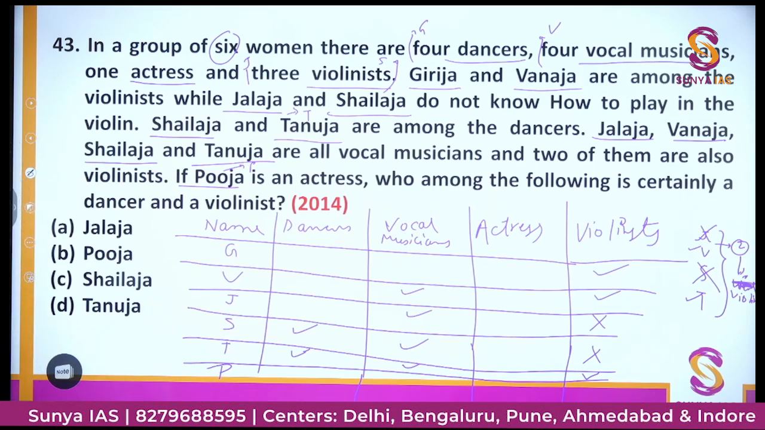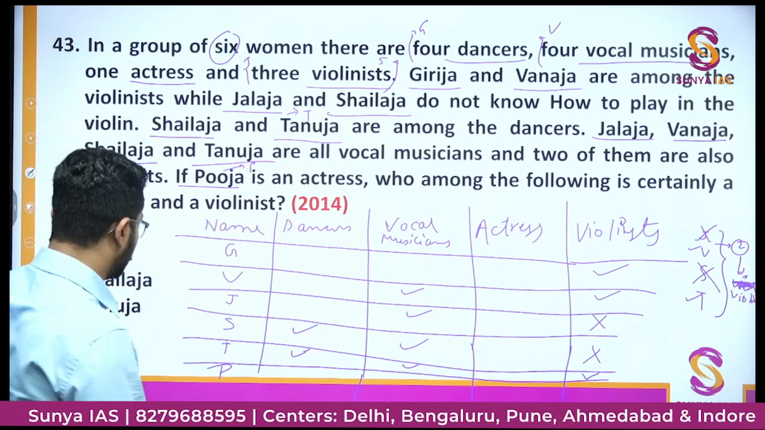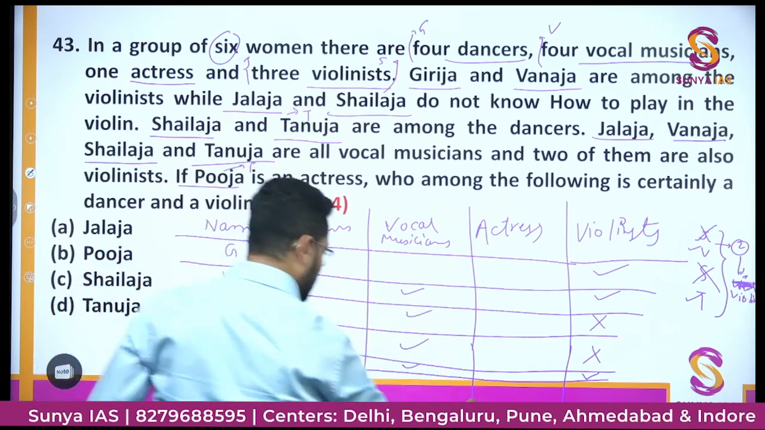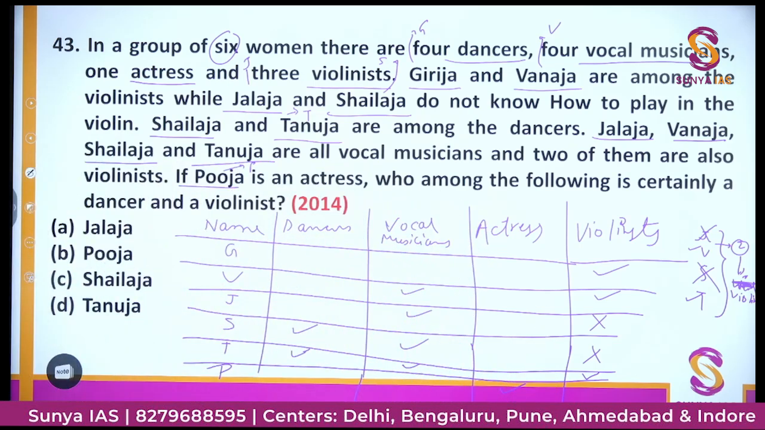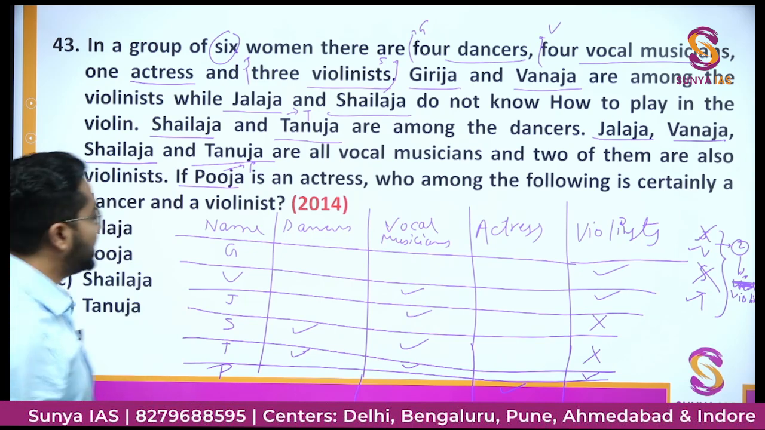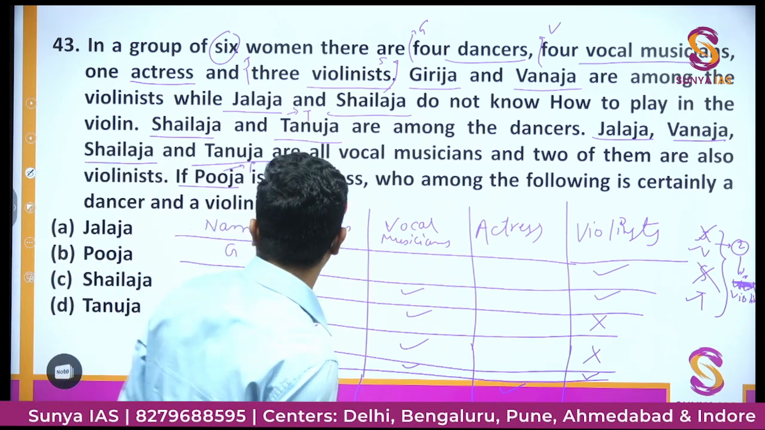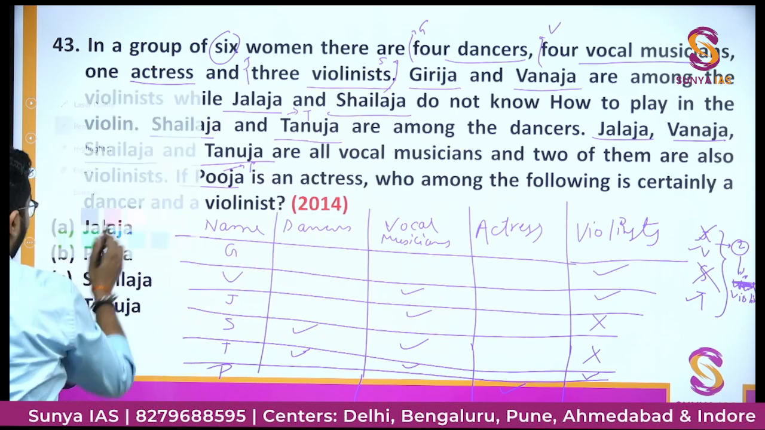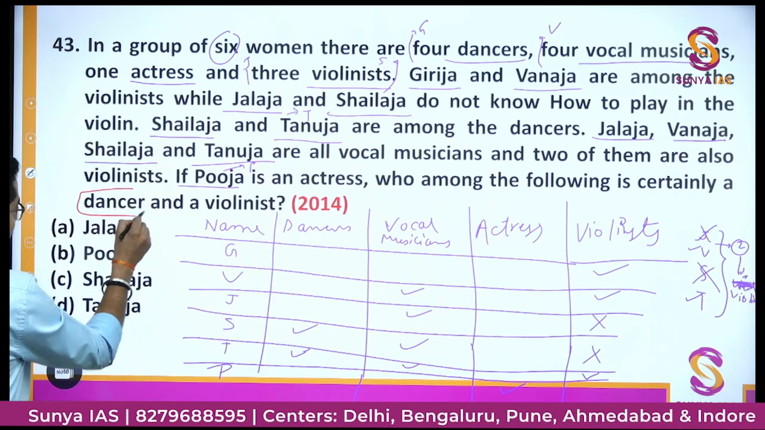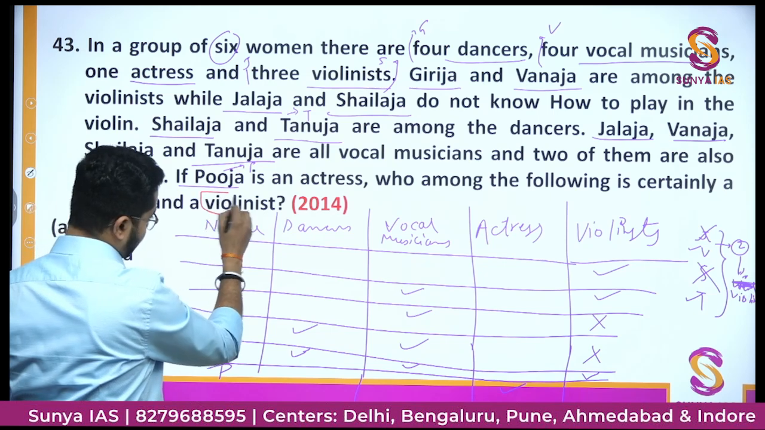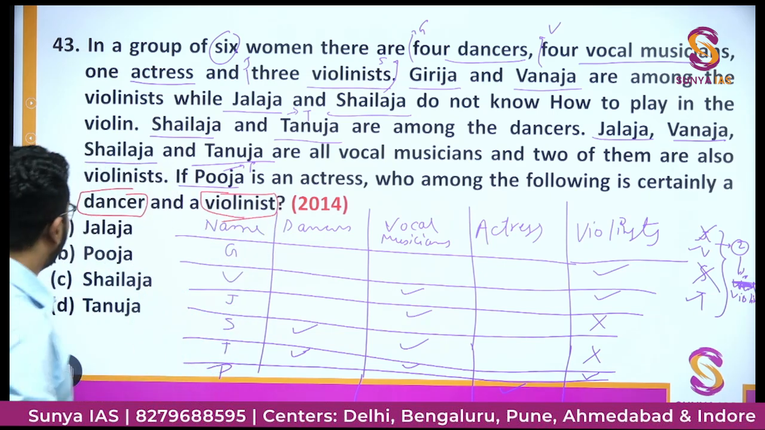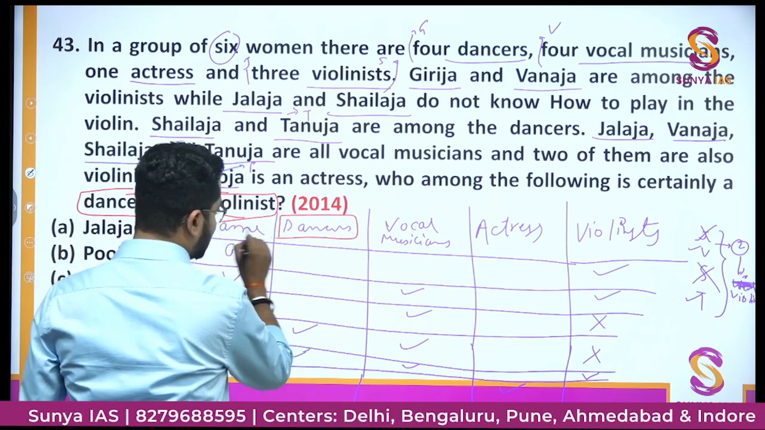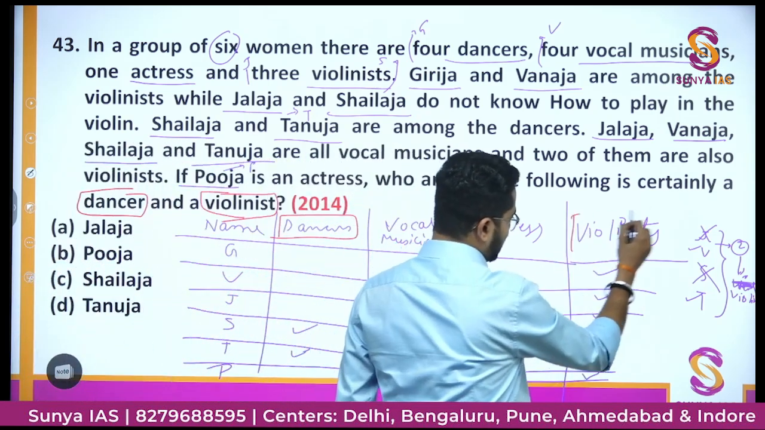Then Pooja is an actress. If Pooja is an actress, who among the following is certainly a dancer and a violinist? Then in the exam what they are asking is who among them is a dancer and also knows how to play violin. So we need to find a dancer and a violinist.